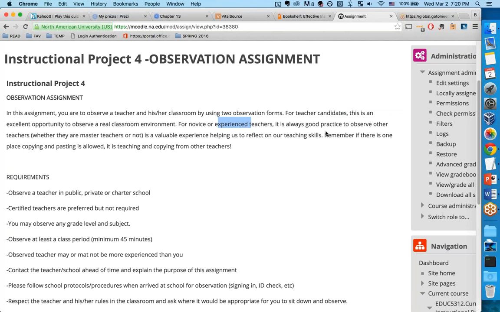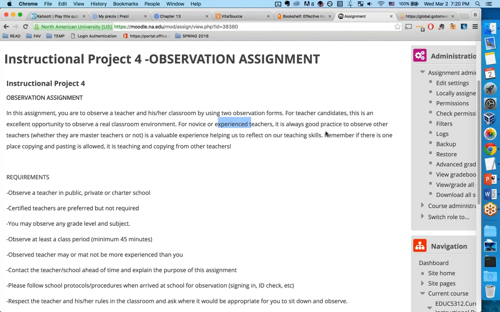And when you observe the teachers, they don't have to be more experienced than you. Let's say you've been a teacher for 5, 6, 7 years, or 10 years. You're very experienced. That doesn't mean you shouldn't be observing a first-year teacher or maybe a second-year teacher. It doesn't really matter. But if you want to observe a master teacher or a more experienced teacher, you're more than welcome.